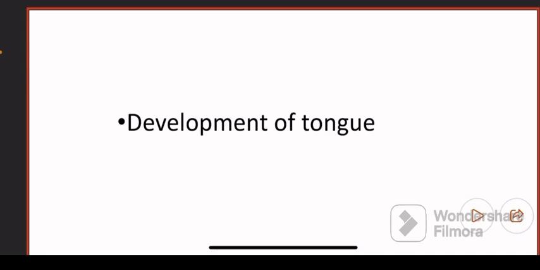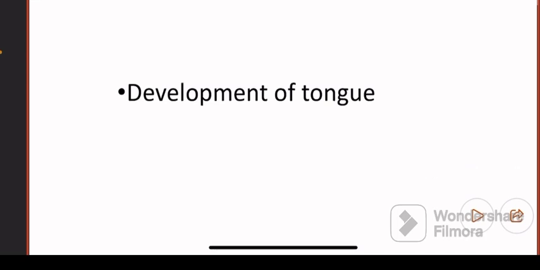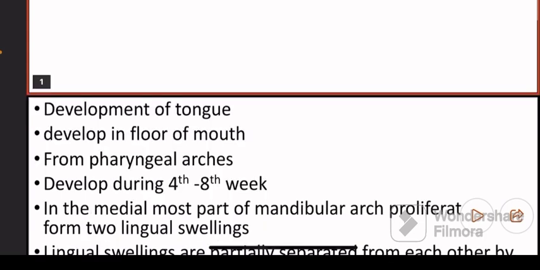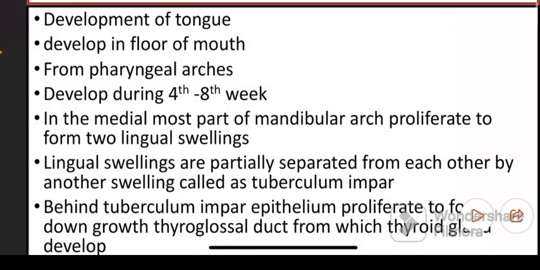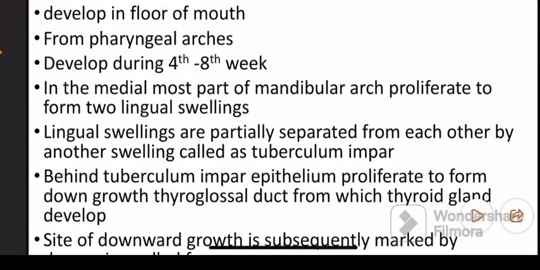Today's topic is development of tongue. Tongue is developed in the floor of mouth from the pharyngeal arch. If you didn't watch my earlier video of pharyngeal arch, then please go and watch it for a better understanding of the development of tongue, because tongue is developed from pharyngeal arches. It is developed during the 4 to 8 week of embryo.